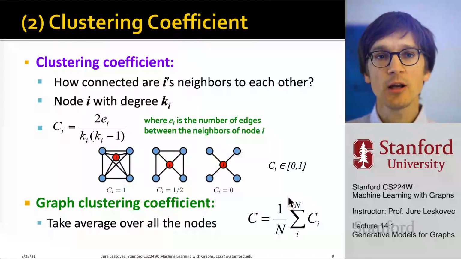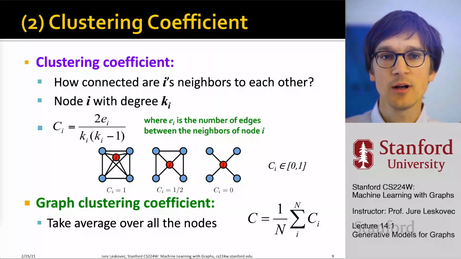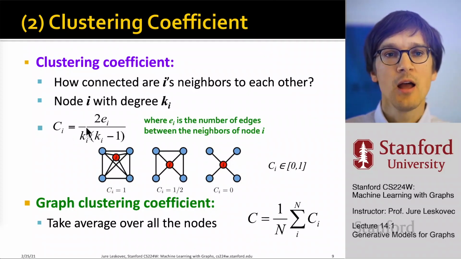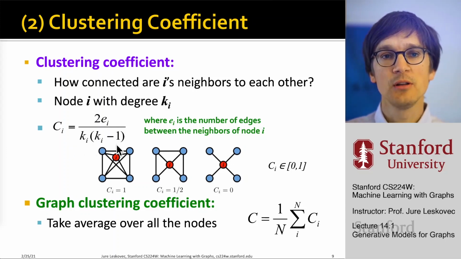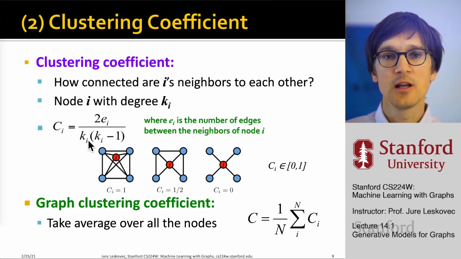The second thing we already talked about is the clustering coefficient, which is all about trying to understand how connected the neighbors of a given node are. In particular, we say the clustering coefficient of node i is simply defined as twice the number of edges between its neighbors divided by the degree of the node times the degree of the node minus 1. So the clustering coefficient will have a value between 0 and 1.